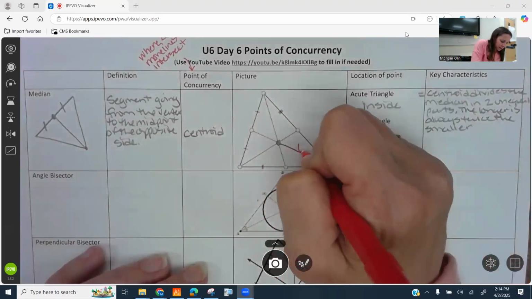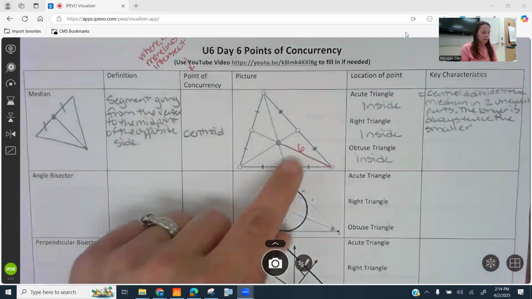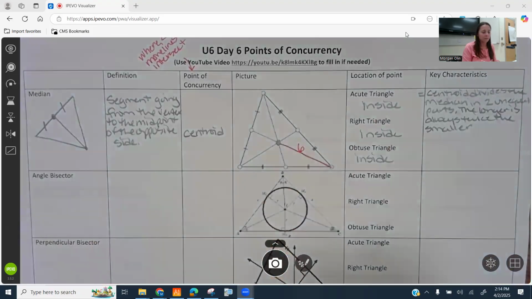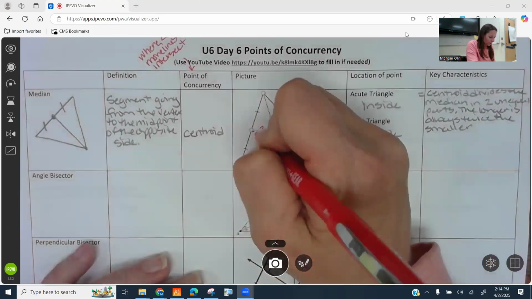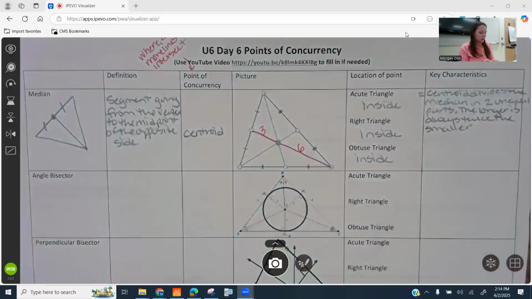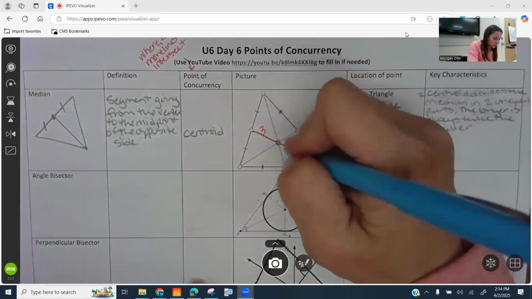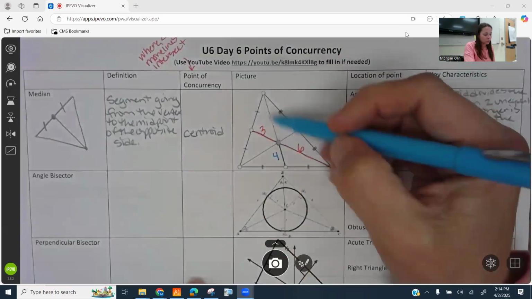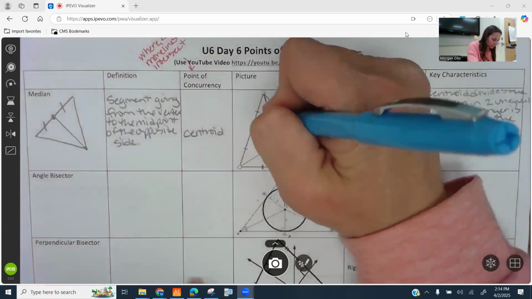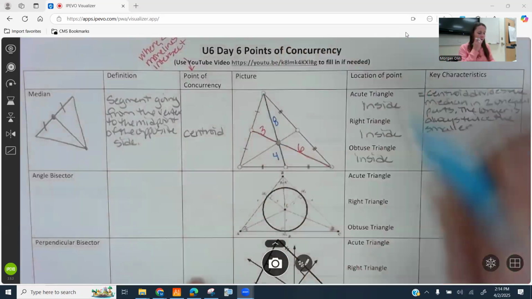And if this is 6 right here, if you know the long part, you take half of it, and then you know that part's 3. Okay, so let's do this again. All right, here, if this part, the short part is 4, how much is the long part going to be? It's going to be 8.